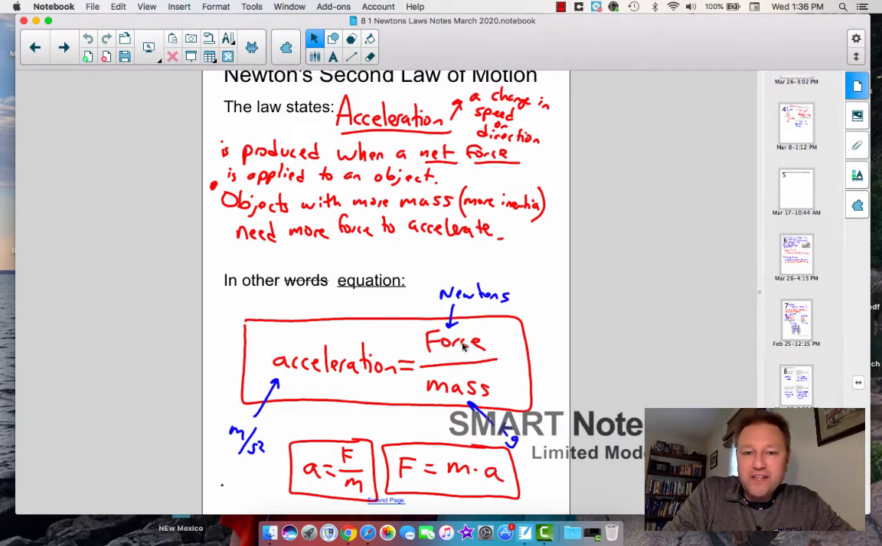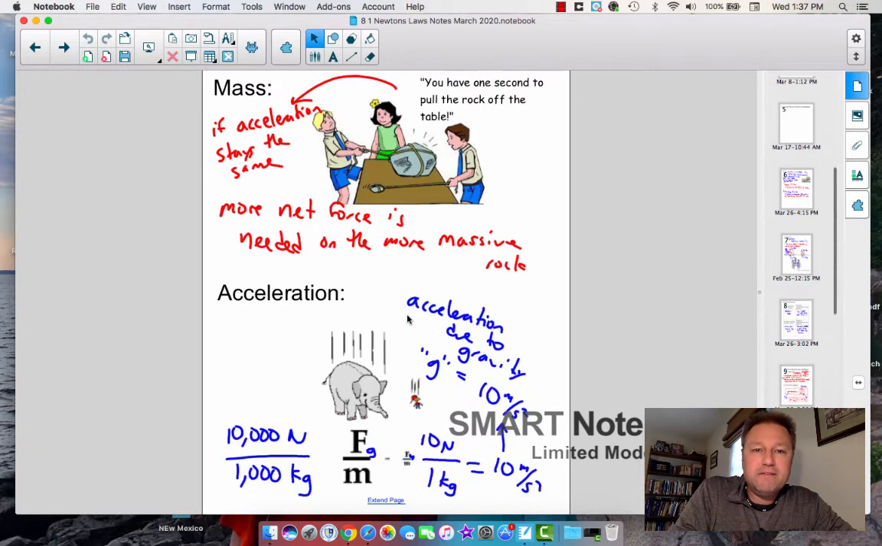Some object that's feeling more net force will accelerate more than something feeling less net force. Or something with more mass will experience less acceleration compared to something with less mass if both are feeling the same force. And here's the equation for that. Newton's second law is essentially this. Acceleration equals force divided by mass. a equals F over m, or written another way, a way we've seen it before, force equals mass times acceleration.